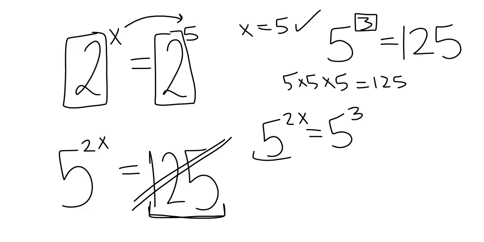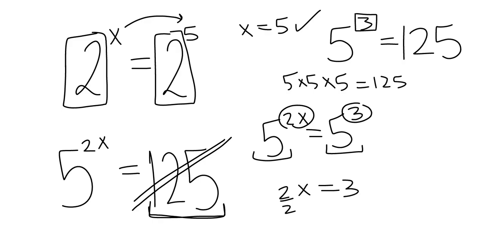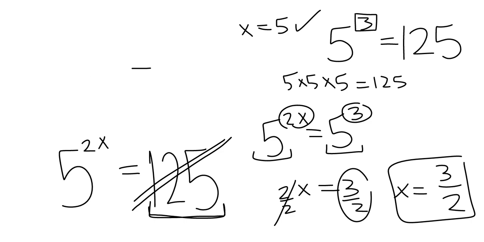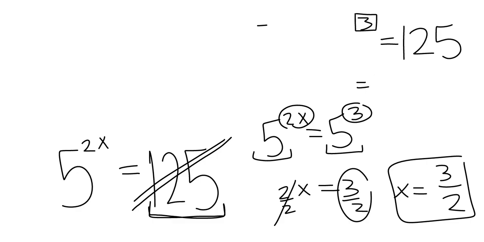Perfect. We have equal base here and here. Now we just say 2x is equal to 3. We're almost done. Divide by 2, divide by 2. x is equal, this goes away, to 3 over 2. That's it, we are done. So basically the logic behind exponents is make sure that you have equal bases. If our bases are equal, then exponents must be equal as well.